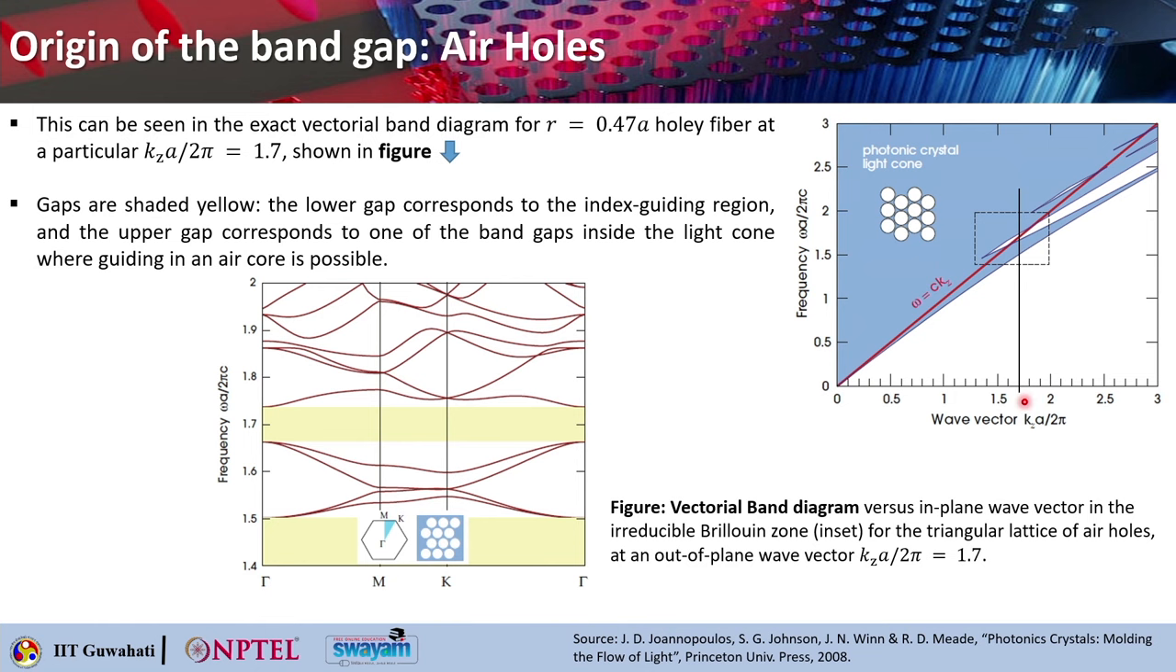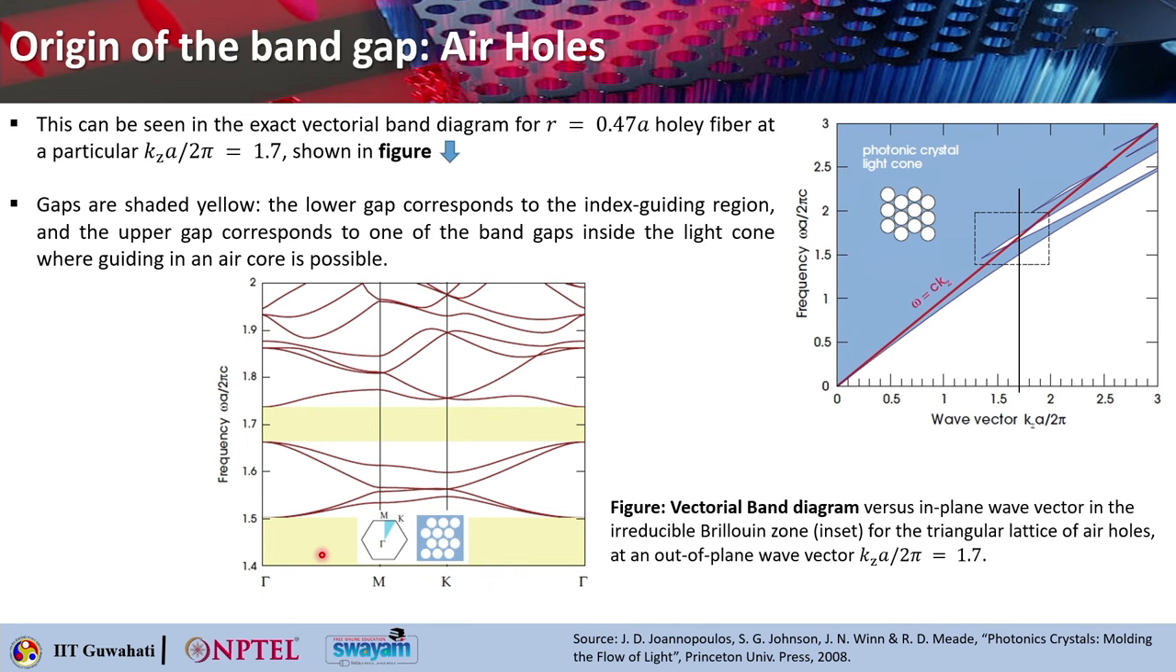So here you can see that at kz a by 2 pi equals 1.7, you actually have this opening. So you plot this particular vectorial diagram at this particular value of kz. What you see here is a band gap. The band gaps are shaded in yellow.